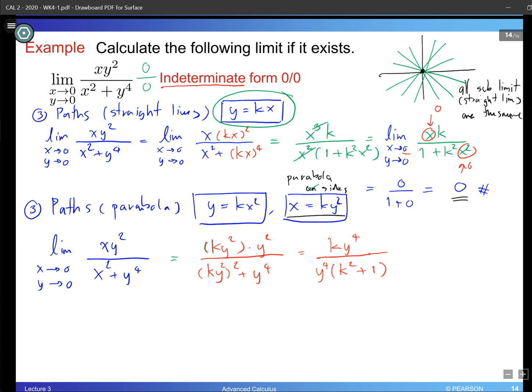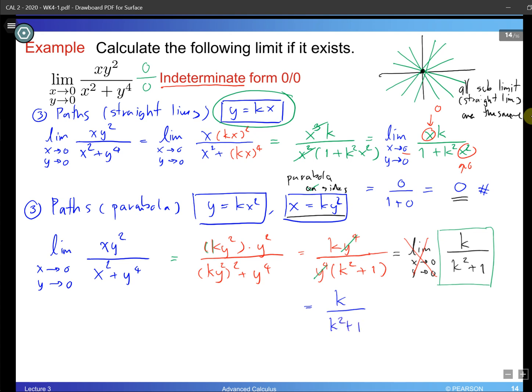Now looking at this, I can cancel this. And at this point I need to bring back the limit to this expression. The limit as x approaches 0 and y approaches 0 of k divided by k squared plus 1. As you can see, in this expression there is no x or y at all, so I can get rid of this. So in the end, this limit is going to be equal to k divided by k squared plus 1.